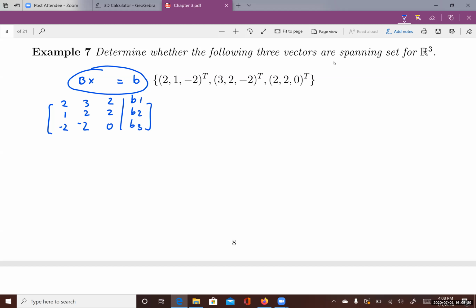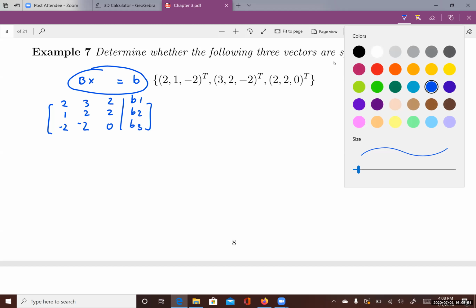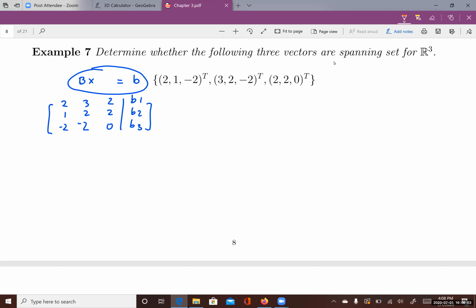And now the next thing is, if we will be able to determine whether the system is consistent, then this set of vectors forms a vector space. So I want to put out the task. The task is determine whether the system Bx equals b is consistent. If it's consistent, then the answer is yes. If it's not, the answer is no. Okay, so how can we determine that?